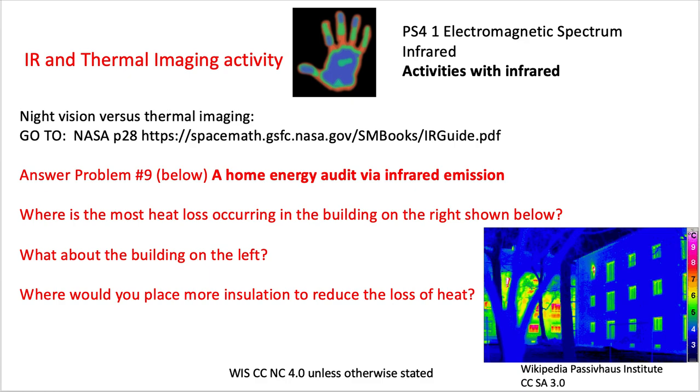And night vision versus thermal imaging, go to the link there to see that. And then problem 9, which is given below here, an audit on a home or buildings, and where is the most heat loss occurring? Is the building on the right compared to the building on the left? And how would you insulate to reduce heat loss?